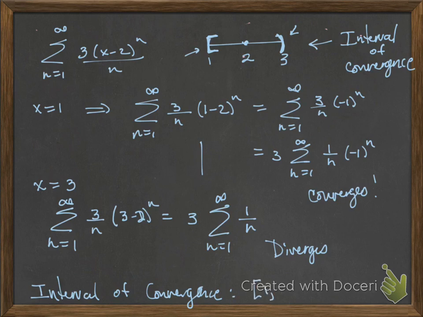is 1 to 3, including 1 but not 3. And our radius is going to be from our center out to one side of the interval, so here it's 1. So our radius of convergence is 1. Coolio?